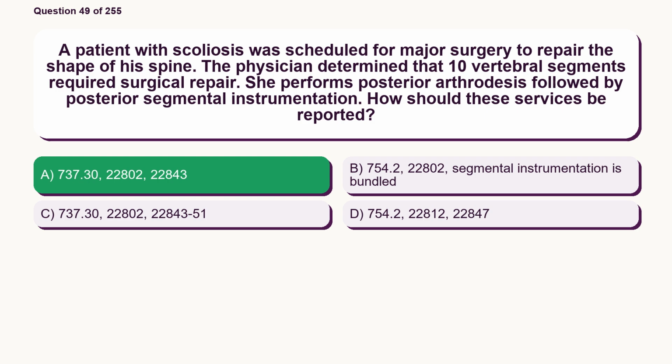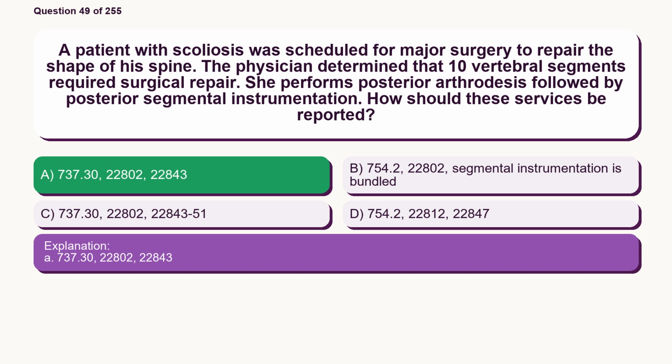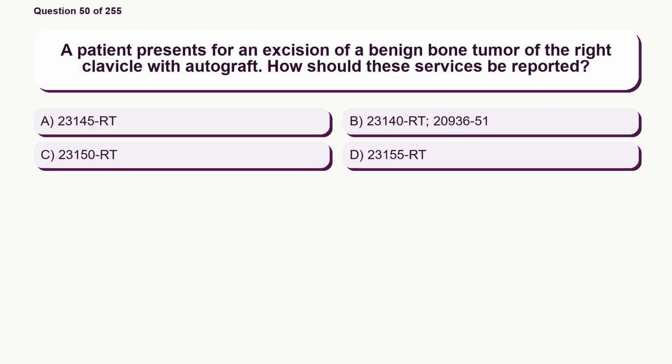737.30, 22,802, 22,843. A. 737.30, 22,802, 22,843. Question 50. A patient presents for an excision of a benign bone tumor of the right clavicle with autograft. How should these services be reported?